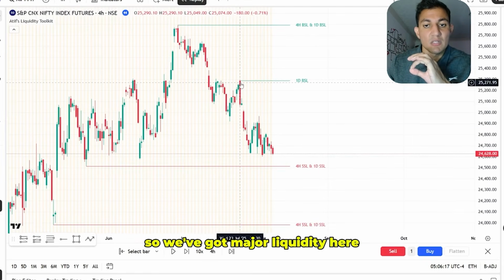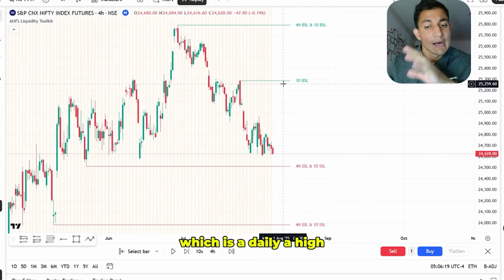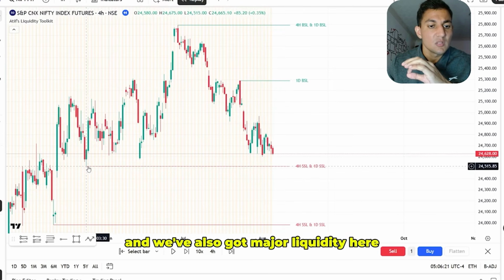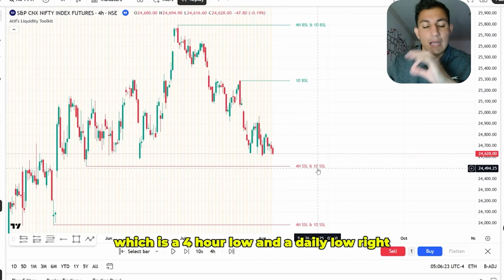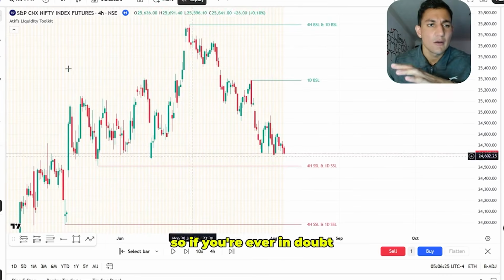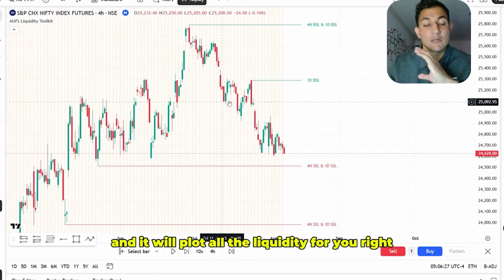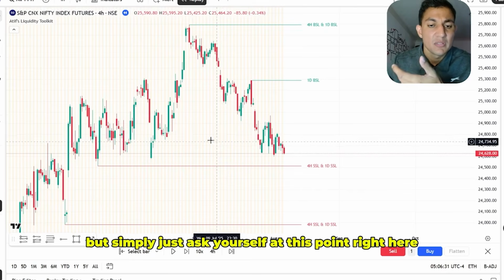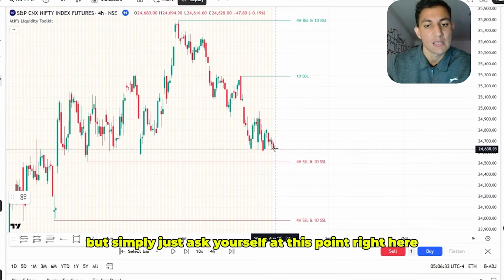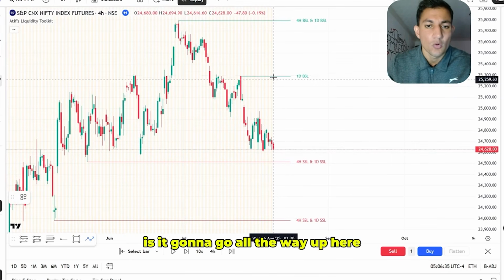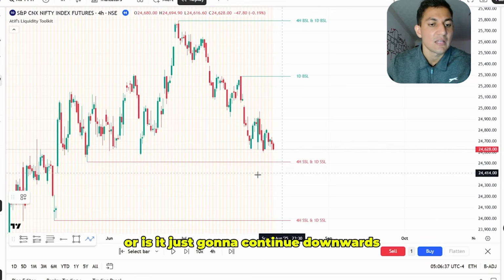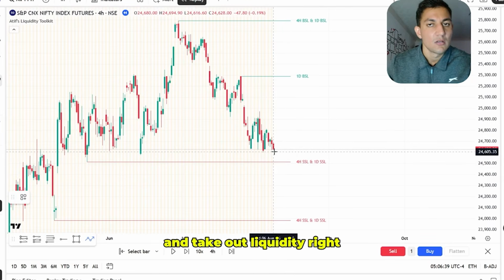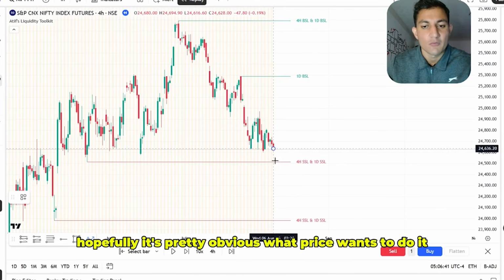So we've got major liquidity here, which is a daily high. And we've also got major liquidity here, which is a 4-hour low and a daily low, right? So if you're ever in doubt, just use the indicator in the pinned comment and it will plot all the liquidity for you, right? Take the guesswork out of trading, but simply just ask yourself at this point right here, what is price more likely to do? Is it going to go all the way up here, or is it just going to continue downwards and take out liquidity, right? Hopefully it's pretty obvious what price wants to do.